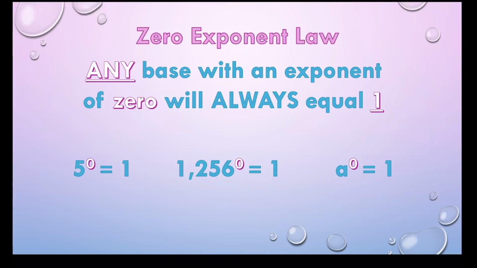Notice, 5 to the 0 power, 1. 1,256 to the 0 power, 1. A to the 0 power, 1. It's that straightforward. It's almost like vocabulary. That is your zero exponent law.